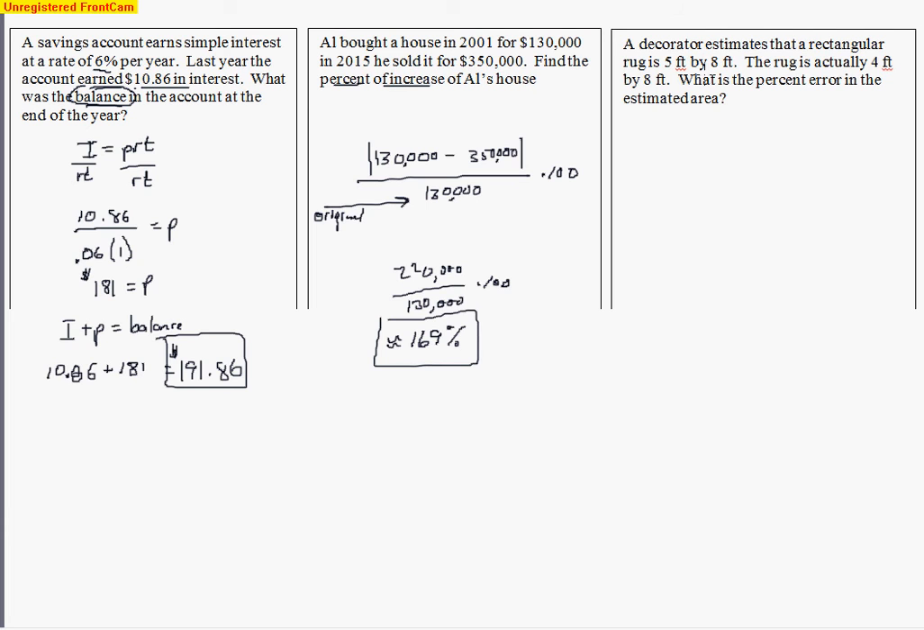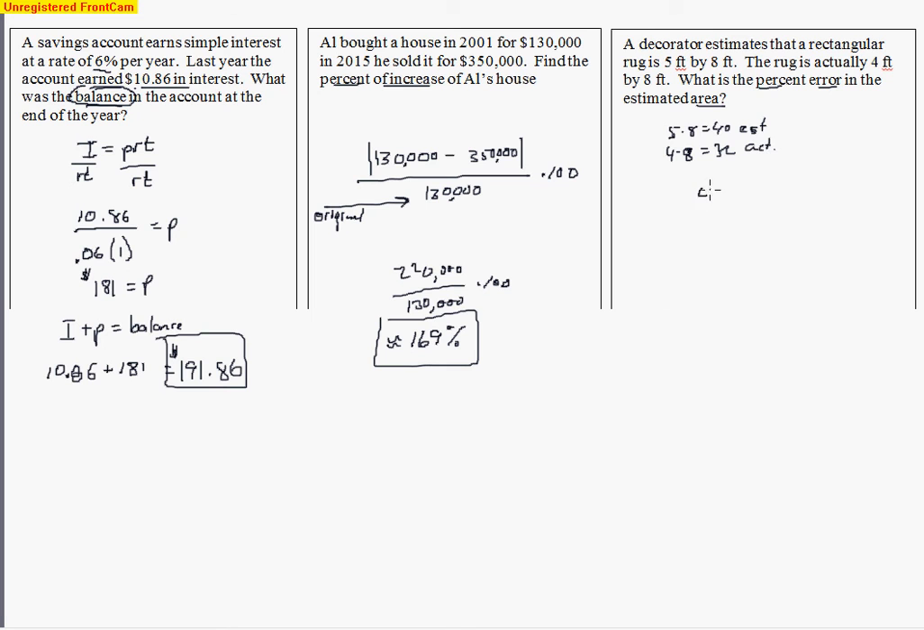So the next one's also a percent change type problem, but they call it percent error, but it's pretty much done the same way. It says that the decorator estimates that the rectangular rug is 5 by 8 feet. The rug is actually 4 by 8, and so I want to know what is the percent error of the area. Well, area means I need to find the area. So 5 times 8 gives me 40. So this was the estimate for the area, and 4 times 8 is 32, and this is the actual.